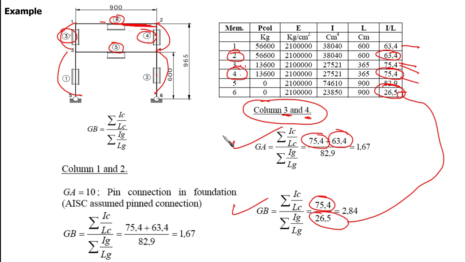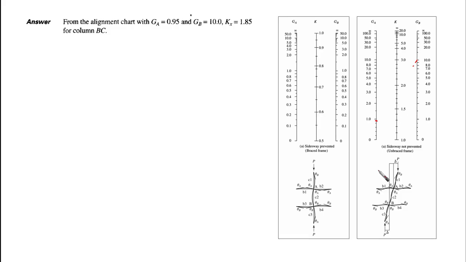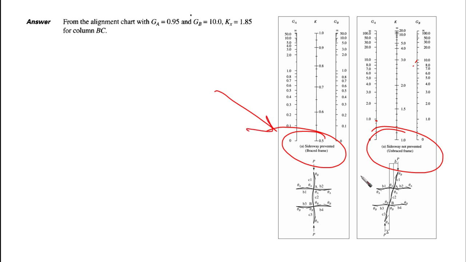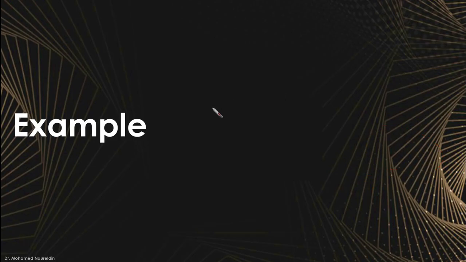Okay, so now we have GA and GB. You can go to the alignment chart and get the value for K. It's an assignment. Okay, so now I think that it's pretty easy and simple for us to use the alignment charts. You're going to see whether your frame is side sway prevented or side sway not prevented according to the alignment chart, and using the values of GA and GB you can get the value of K.